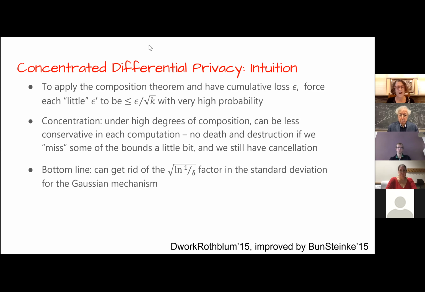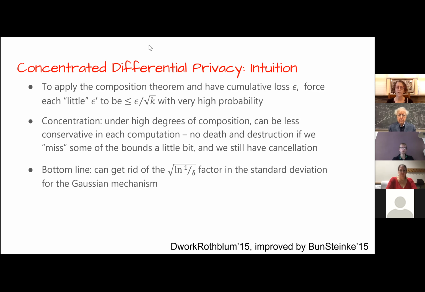But when we're looking at high degrees of composition, we don't need everything to be so well behaved. We only need that over time things behave well. And this lets us be a little less conservative in each computation. We don't have any death and destruction if we miss some of the bounds by a little bit. We don't need this high probability guarantee for each of the steps. We can relax that. What is a place that we've relaxed it? Yes, in the Gaussian, where we showed that, oh, well, we might fail to be epsilon differentially private, but then we're really likely to be 2 epsilon differentially private, and the possibility of having a privacy loss that looks like T epsilon is exponentially small in minus T squared, and so on.